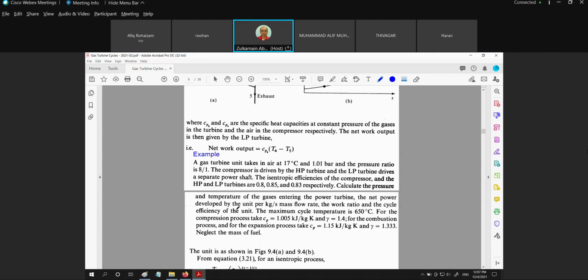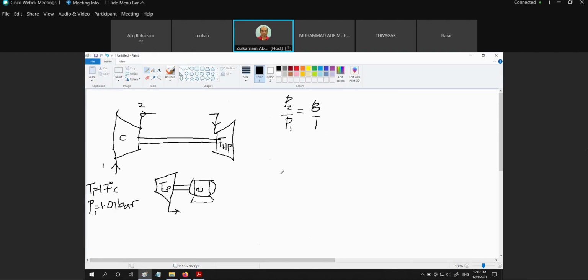The net power developed by the unit per kg mass flow rate, the work ratio, and the cycle efficiency of the unit. And then it's mentioned right here, the maximum cycle temperature is 650. So where would our maximum cycle temperature be? What do you think? At the high pressure turbine, sir. Yes, state 3, before entering the high pressure turbine.